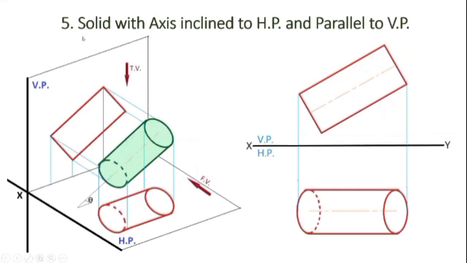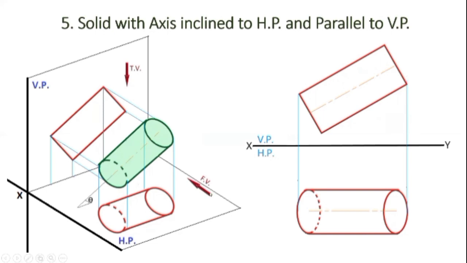Next case, solid with axis inclined to horizontal plane and parallel to vertical plane. This first coordinate, we have placed a solid, that is a cylinder, such that the axis of the cylinder is inclined at an angle of theta to HP, and this solid is parallel to the vertical plane, or the axis is parallel to vertical plane.